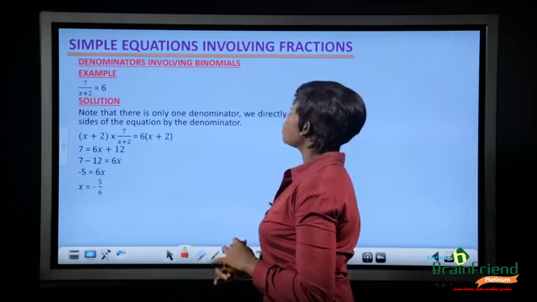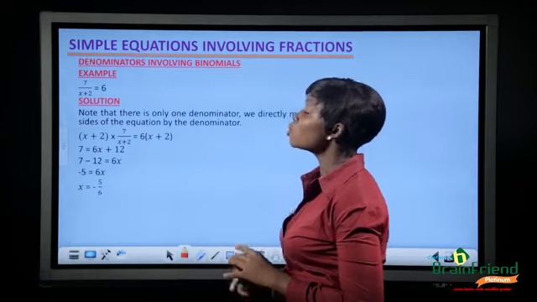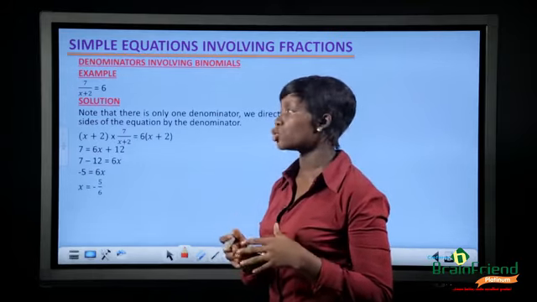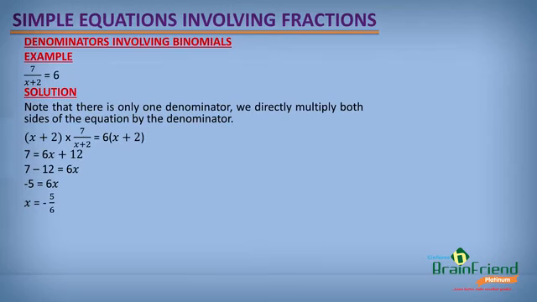Now, denominators involving binomials. It's also possible for an algebraic equation to be such that rather than having a single letter like we have done before, maybe 3 over p plus 7 over 2 is equal to 1 over p, find p. It can be in a binomial form like this. So we are going to learn how to find the solution for this kind of fraction. The same method applies.